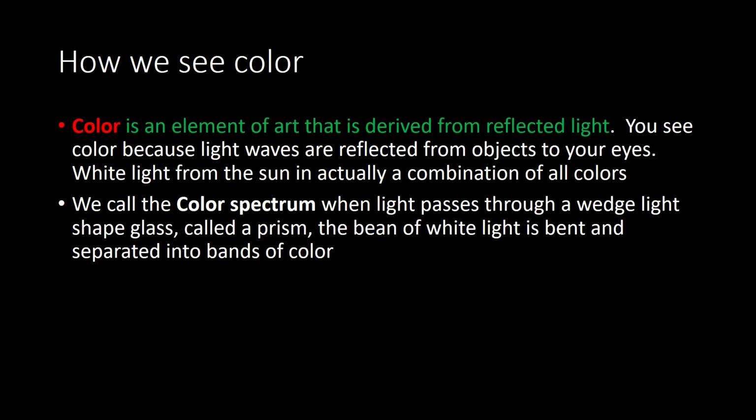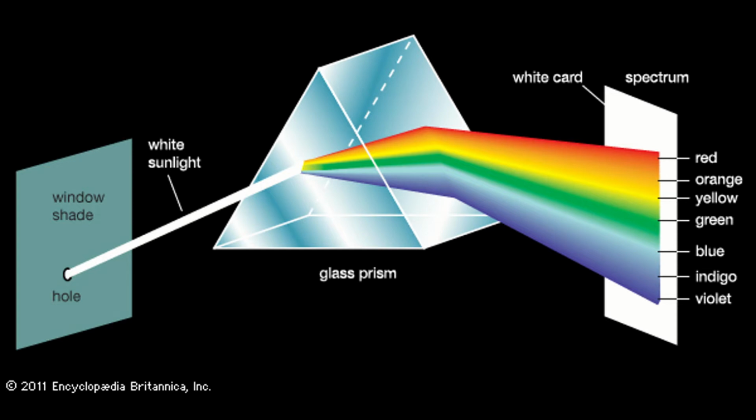So, how we see color. Color is an element of art that is derived from reflective light. We see color because of the light waves that reflect from objects to your eyes. White light from the sun is in actuality a combination of all colors. So, white light enters the prism, and as you can see, all the colors are divided individually. And these are the colors we can see with our human eyes.